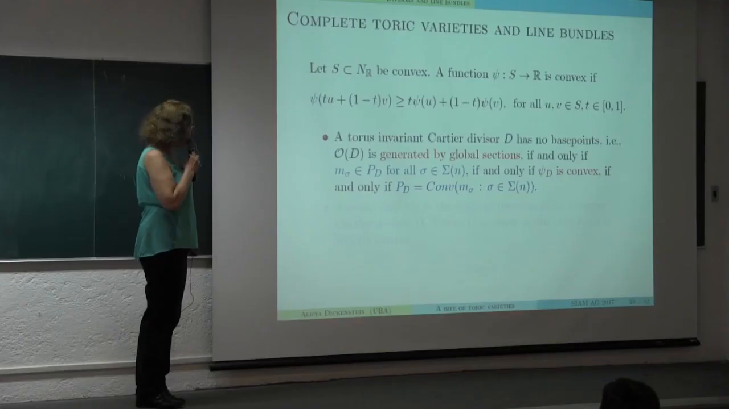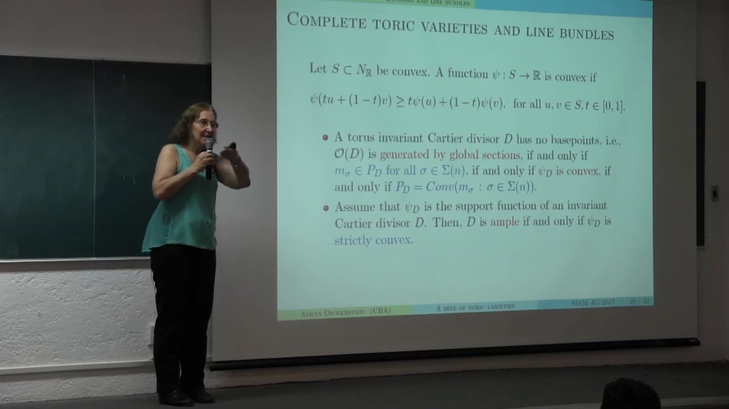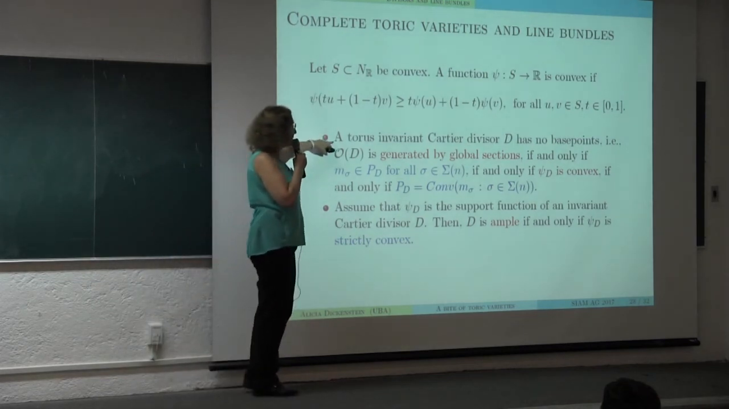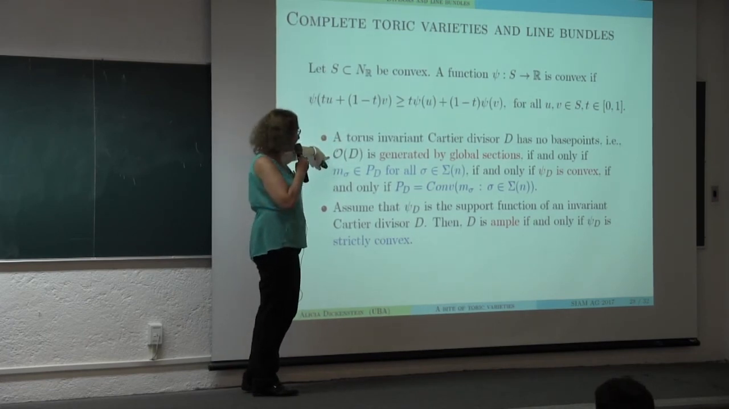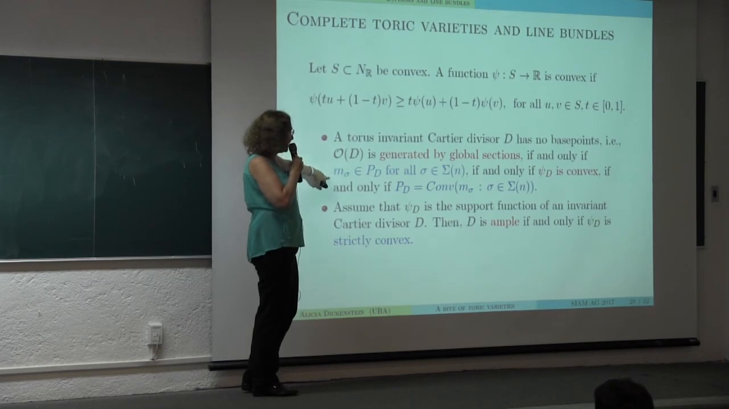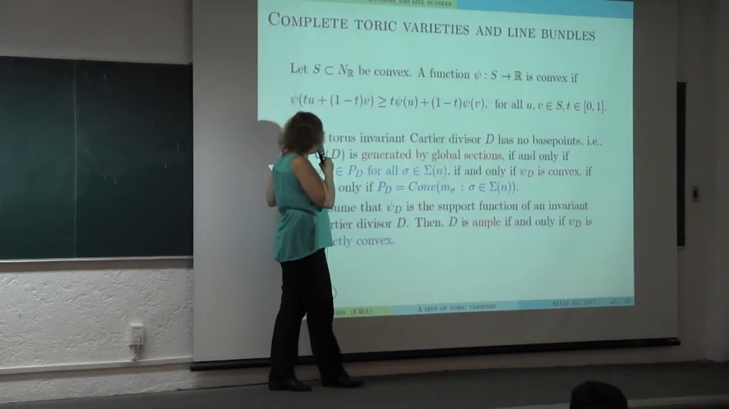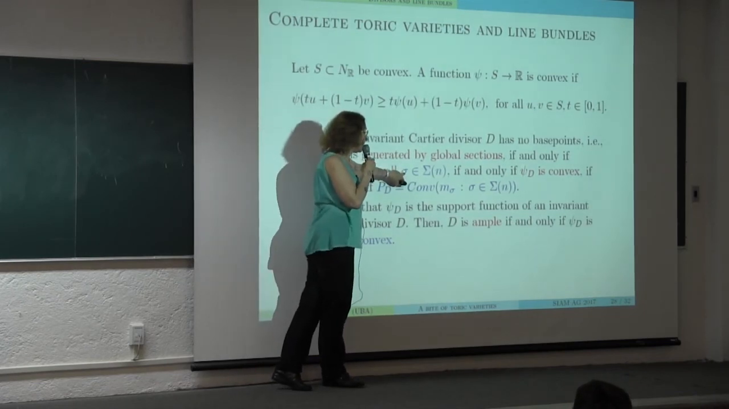There are some properties of the divisor that can be read in this support function. In fact, we want to know if the toric divisor has no base locus, that is, it is generated by global sections. This is equivalent to saying that these points M sigma are all in the polytope for each maximal dimensional cone.